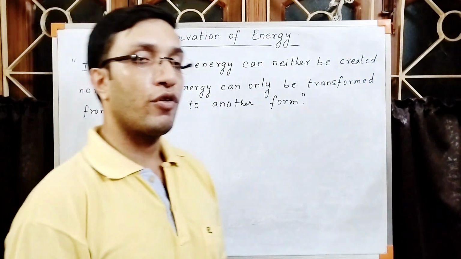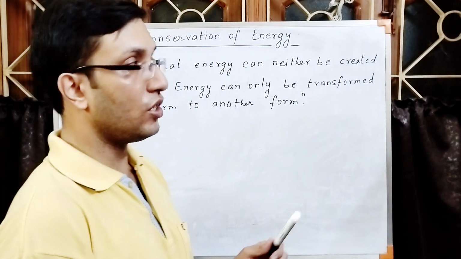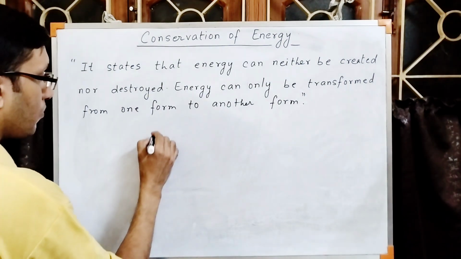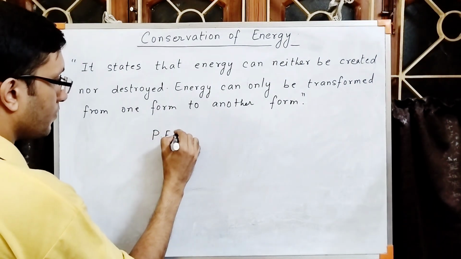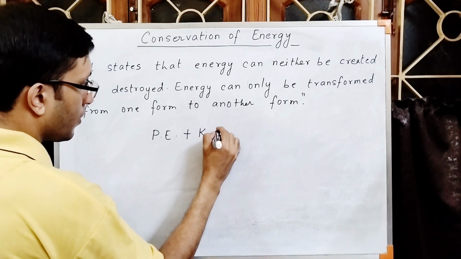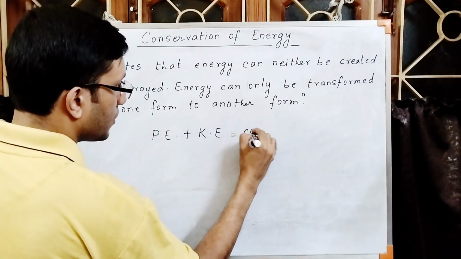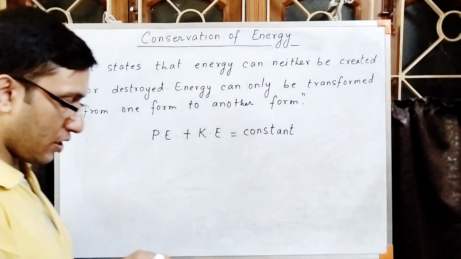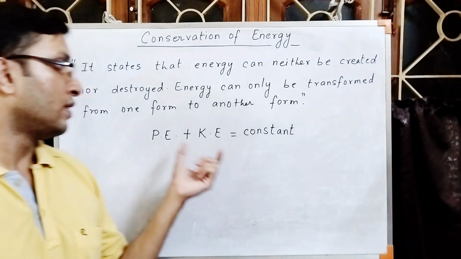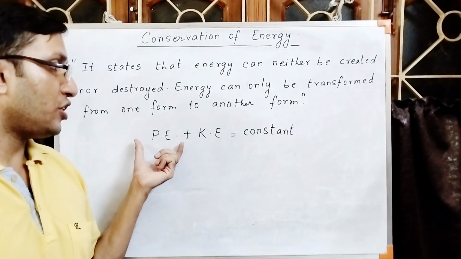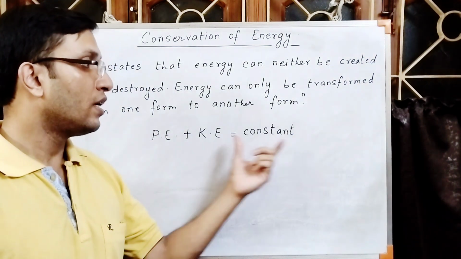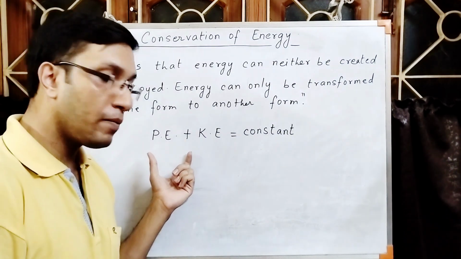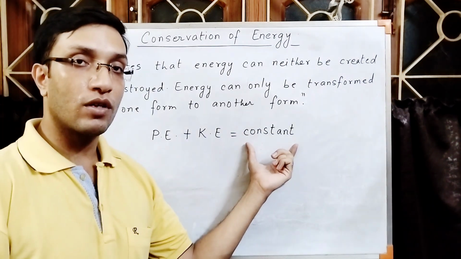Now, one thing we have to remember: for mechanical energy, the law of conservation of mechanical energy states that the sum of potential energy and kinetic energy is equal to constant, provided there is no dissipation of energy in the surrounding. So if potential energy increases, kinetic energy has to decrease in order to keep this sum constant, and if kinetic energy increases, then potential energy has to decrease in order to keep this sum constant.